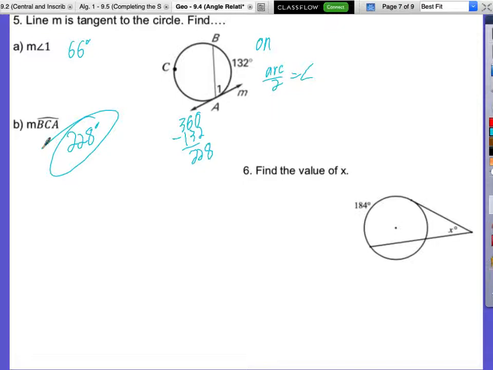Questions on 5? No. Okay. I want you guys to do number 6. Good question. Oh, I need to give you one thing first. This arc is 96 degrees. There you go. Now you guys can do it.